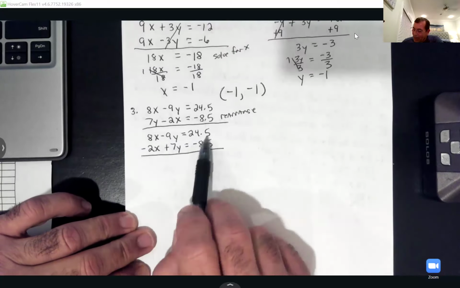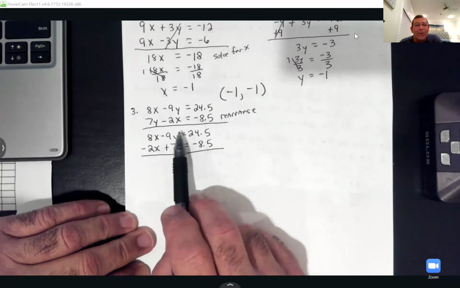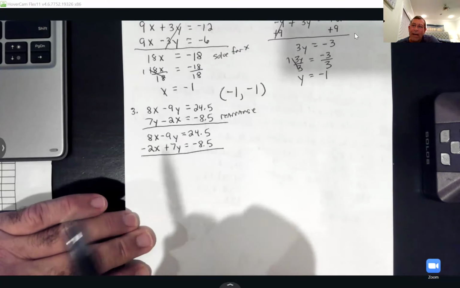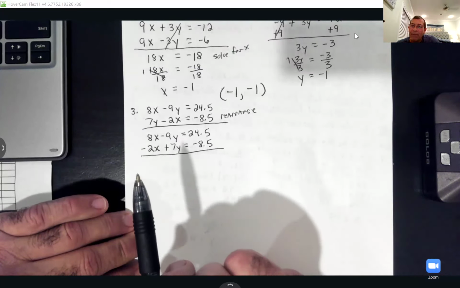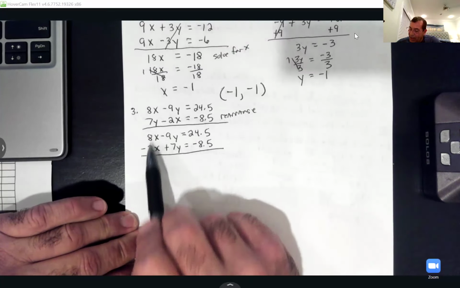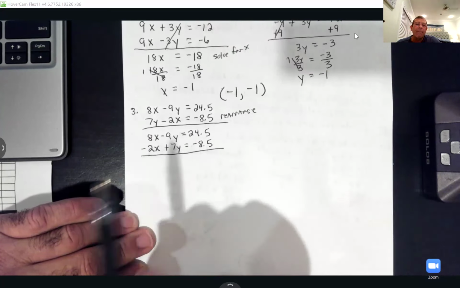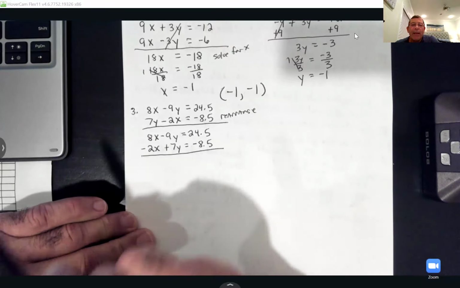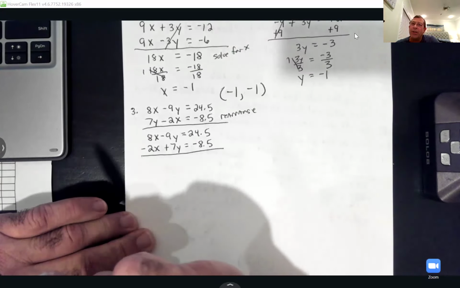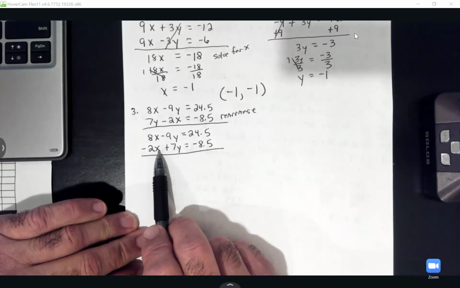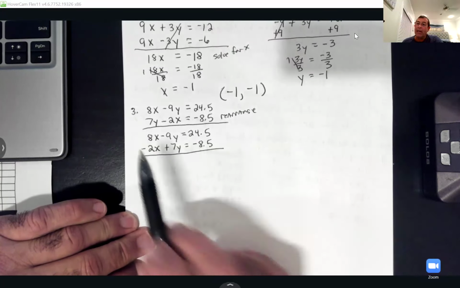Now I got to pick out, do I want to eliminate these x's or these y's? Now, y'all, what I'm looking for when I'm figuring out what I want to eliminate, are the signs different? Well, both of these have opposite signs, the x's and the y's. But which one could I make a number into the other the easiest? Well, I think it's these x's. I can change a 2 into an 8 pretty quick, right?